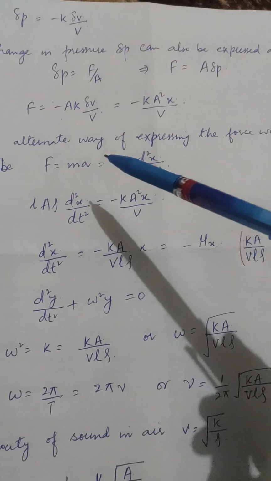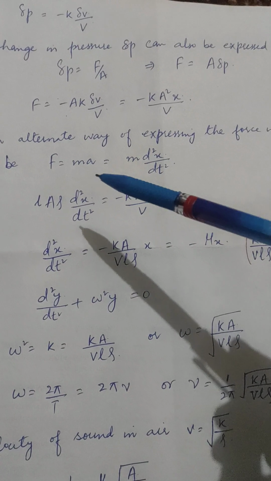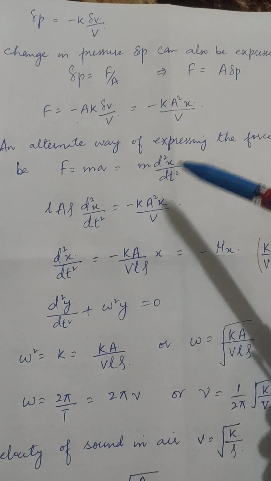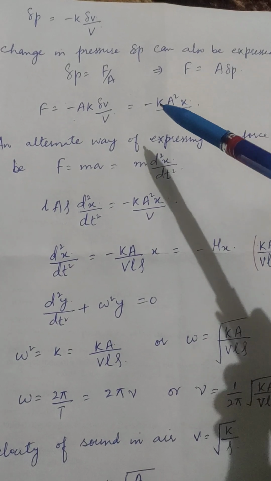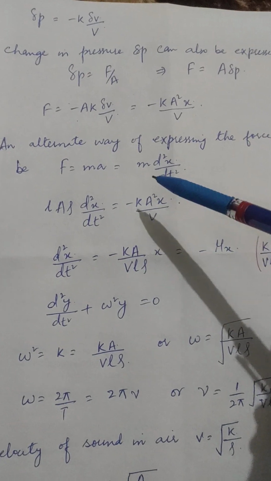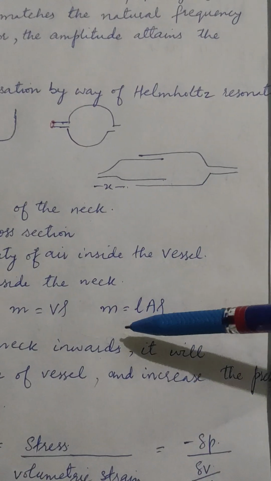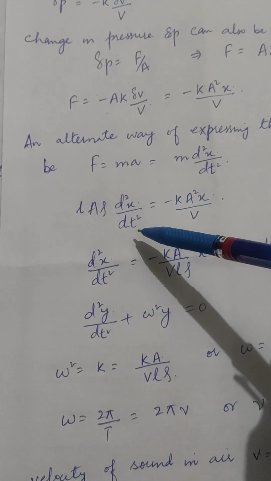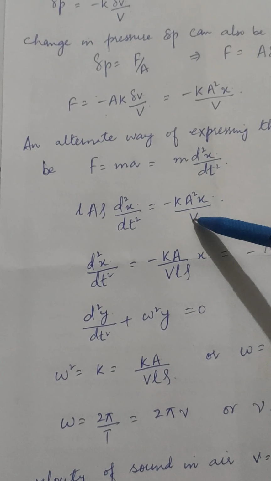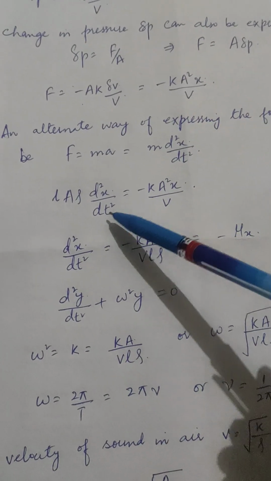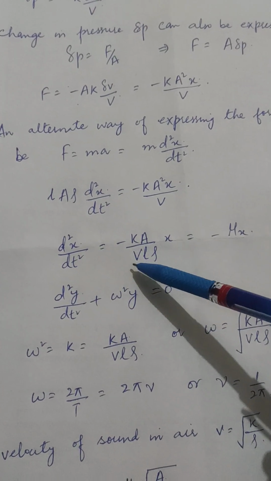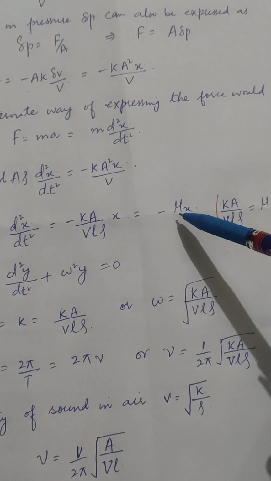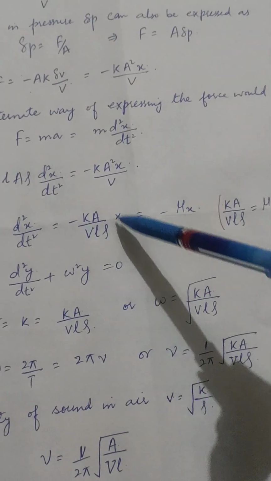Now, an alternate way of expressing the force would be what? Simple. Force is mass into acceleration, a very common expression for it. Acceleration is expressed as the double derivative of the displacement. So, m d square x by dt square will be equal to this much, K A square x by V. Yes. For m, we will again take the value from this, that it is L A rho. So that's why we are writing it is L A rho d square x by dt square and K A square x by V, which we have obtained from here. From here, we can rearrange to get d square x by dt square equal to this much, right? For these many terms, we write a single term mu, right? So we are placing mu for this fraction.